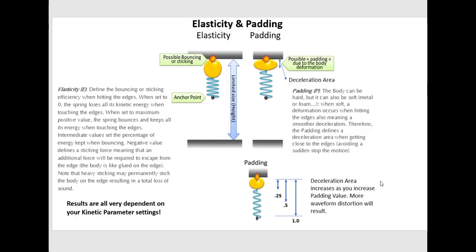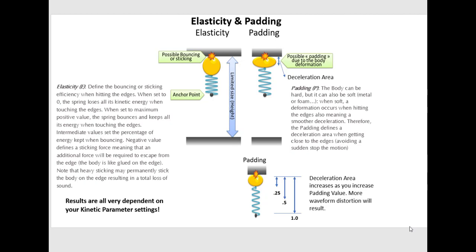In this video, we'll talk about elasticity and padding and how these, in combination with a few other parameters, can be used to use the kinetic model as a means of distortion. These are kind of related. Both have to do with where the mass is in relationship to the edge of your container.